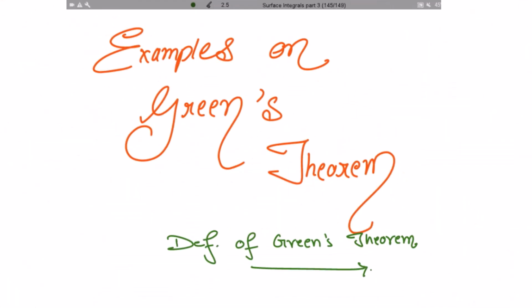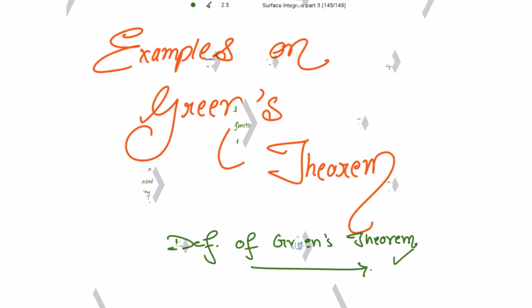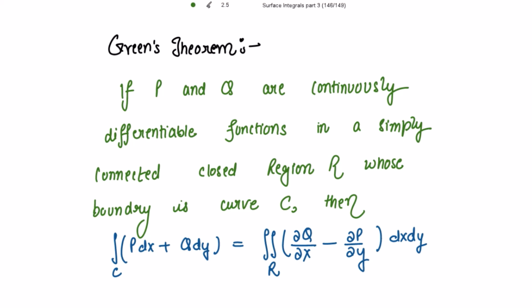Today we are going to start the examples on Green's theorem, and let's first recall the statement. If P and Q are continuously differentiable functions in a simply connected closed region R whose boundary is a curve C, then the line integral of P dx plus Q dy is equal to the double integral over this region R of ∂Q/∂x minus ∂P/∂y dx dy.